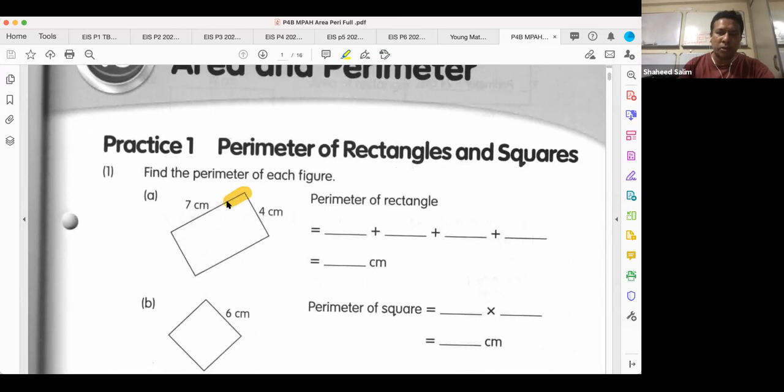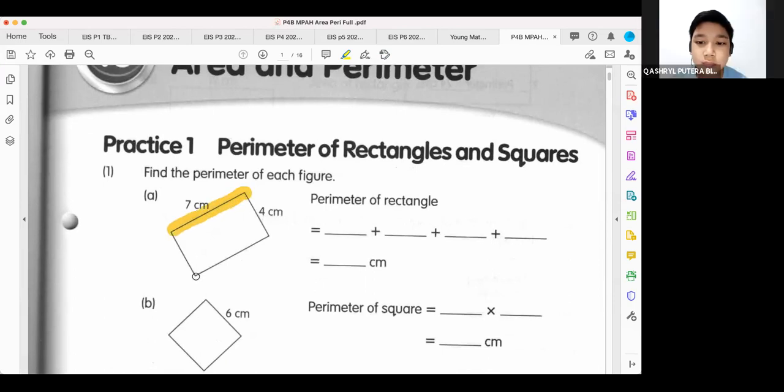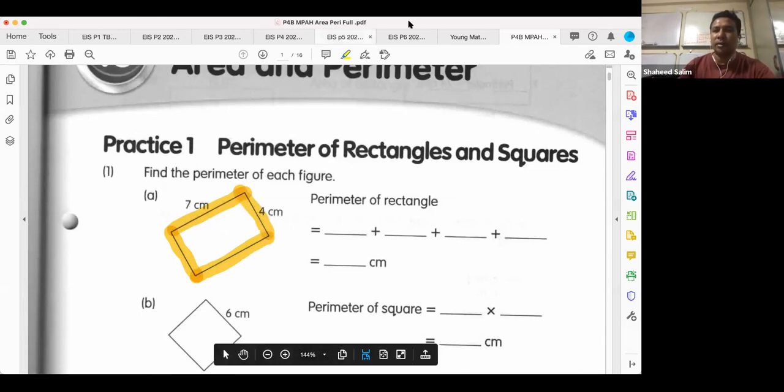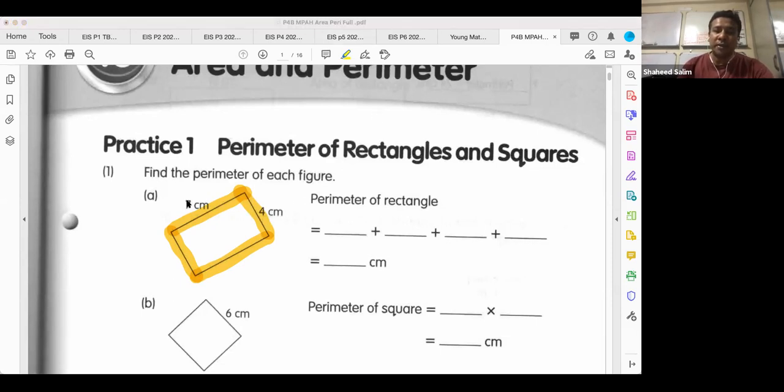Now, perimeter is the outside part. The outline of any shape is the perimeter. This is the perimeter of a rectangle. I'm just going through the very basics. For some of you this is very easy, but for you to understand, this is 7 cm plus 4 cm plus 7 cm plus 4 cm. Why plus 4? Because in the rectangle, both the breadths are the same and both the lengths are the same. So you can write 7 plus 7 plus 4 plus 4, which equals 22 cm.